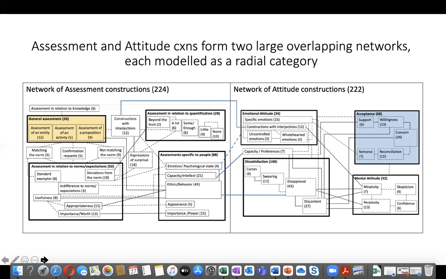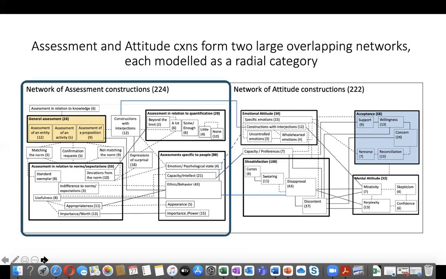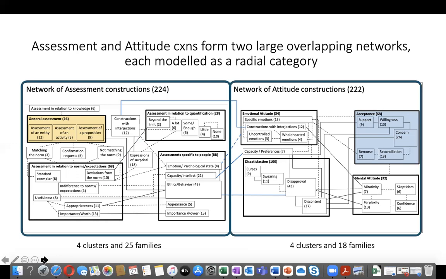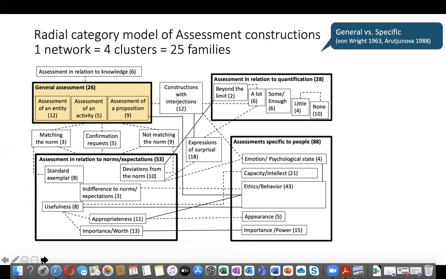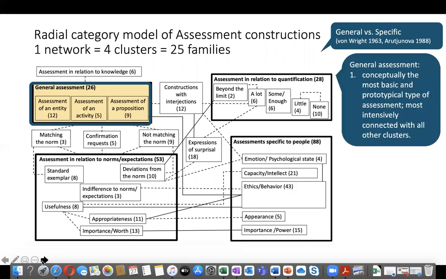The network of assessment constructions comprises 4 clusters formed by 25 families, and the network of attitude constructions contains 4 clusters as well, formed by 18 families. If we look at the left part of this diagram, we can see that assessment has several dimensions. One distinction that is very relevant for our data is general versus specific assessment. General assessment is an overall assessment that evaluates an object holistically, approaching it as a whole. General assessment is conceptually the most basic and prototypical type of assessment.